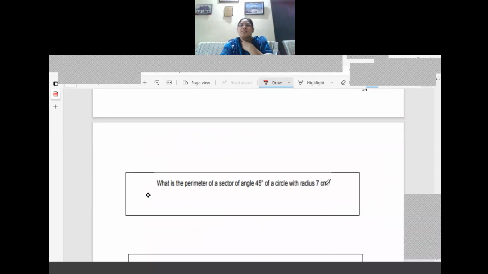Anybody else, only answer. What is the perimeter of a sector of angle 45 degree of a circle with a radius 7 centimeter? Don't make an error here.